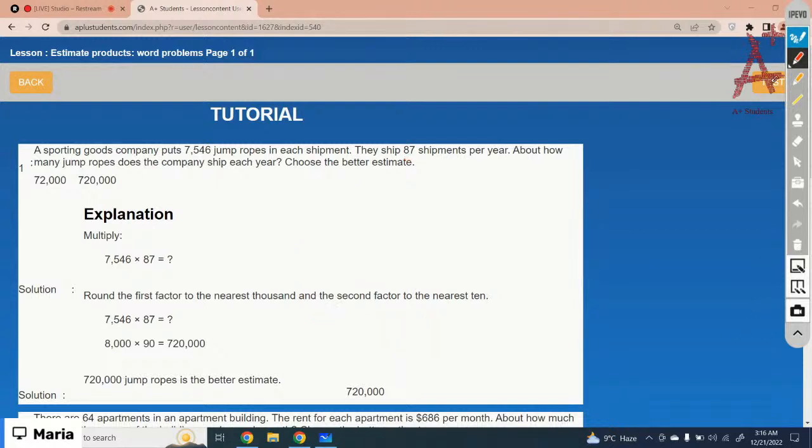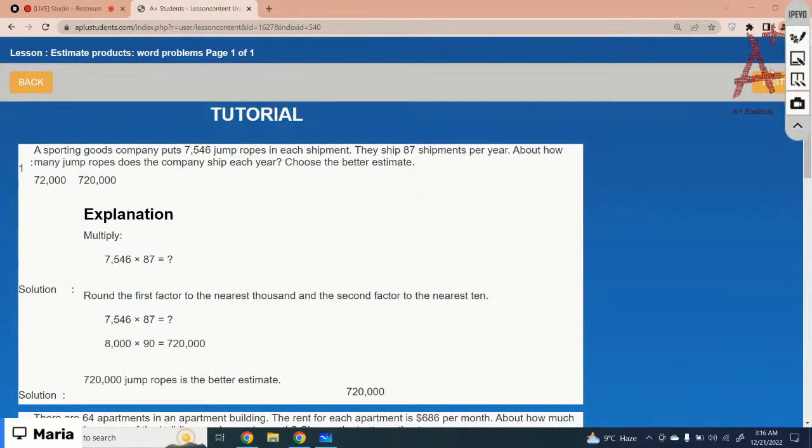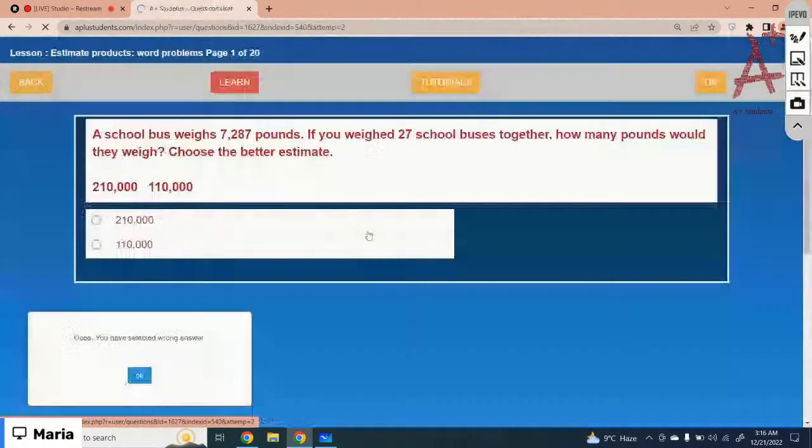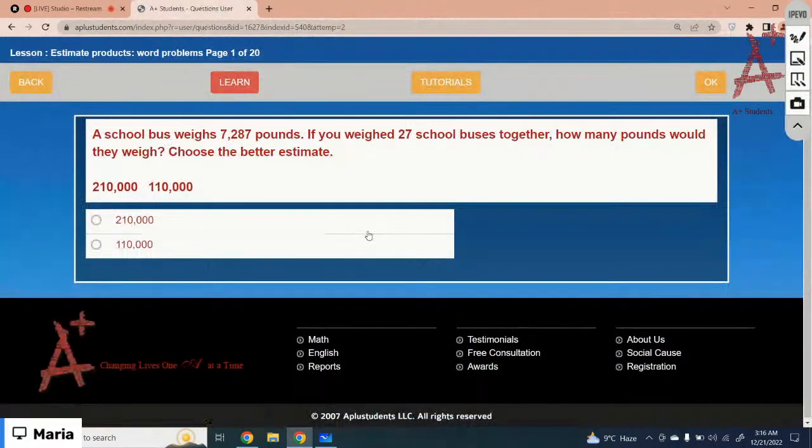Okay, let's just start with the test question. A school bus weighs 7,287 pounds. If you weighed 27 school buses together, how many pounds would they weigh? Choose the better estimate. So you have to estimate the product. Got it? You have to multiply the numbers.